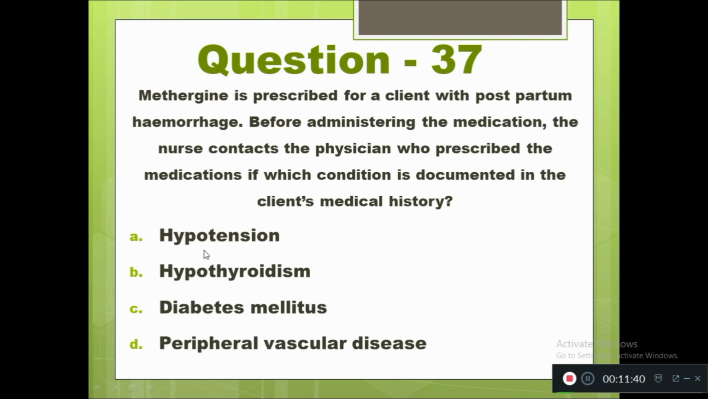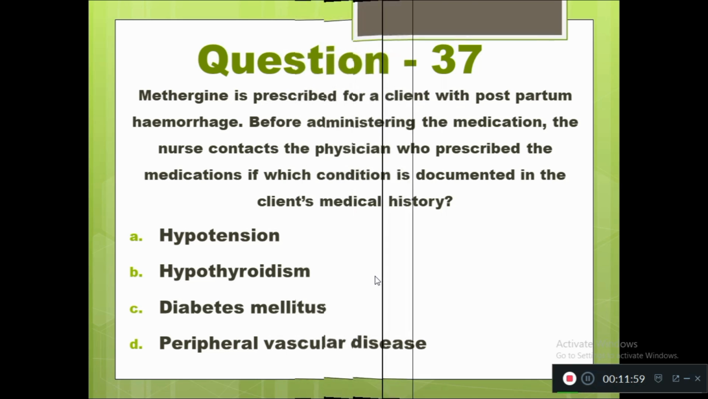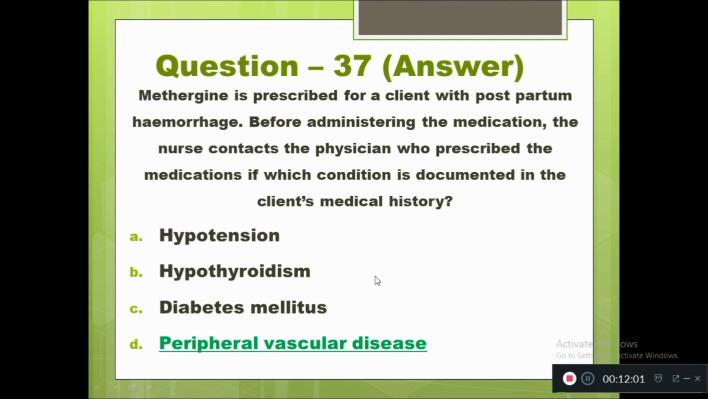You can see option A, hypotension, B, hypothyroidism, C is diabetes mellitus, and D is peripheral vascular disease. And this one is the answer: the Methergine drug is not given to patients with cardiovascular problems like peripheral vascular disease.